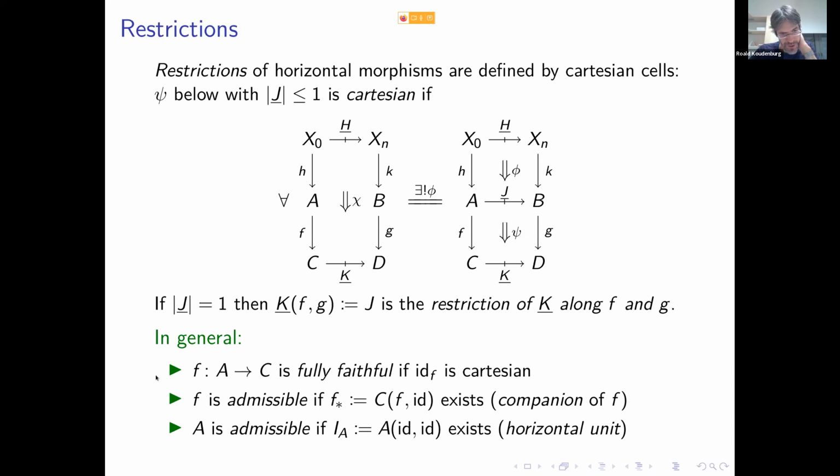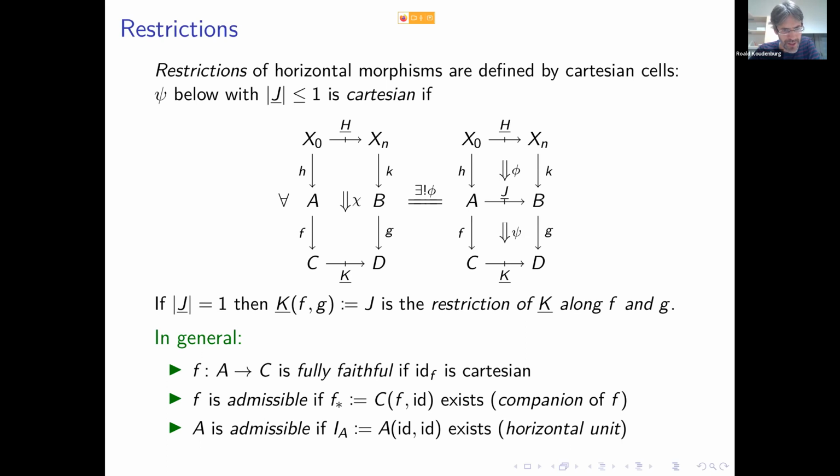Like Bob also talked about that yesterday. So these two notions in Prof, we recover the usual notion of fully faithful functor and also of admissible functor, of locally small functor, right? As on the previous slide. And then an object in general, we call it admissible if its restriction of itself along the identity maps exists. And that horizontal morphism will be the horizontal unit of that object.